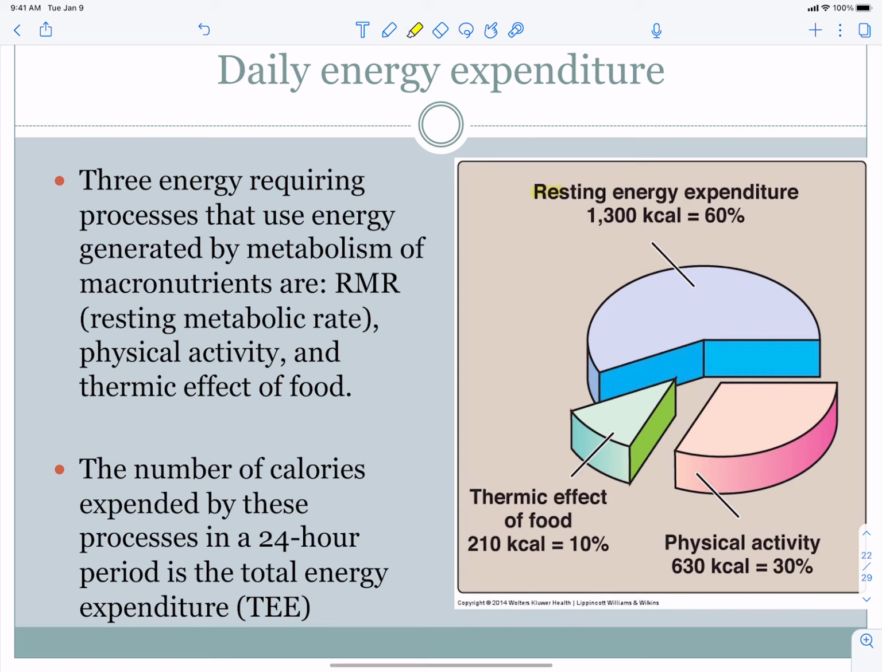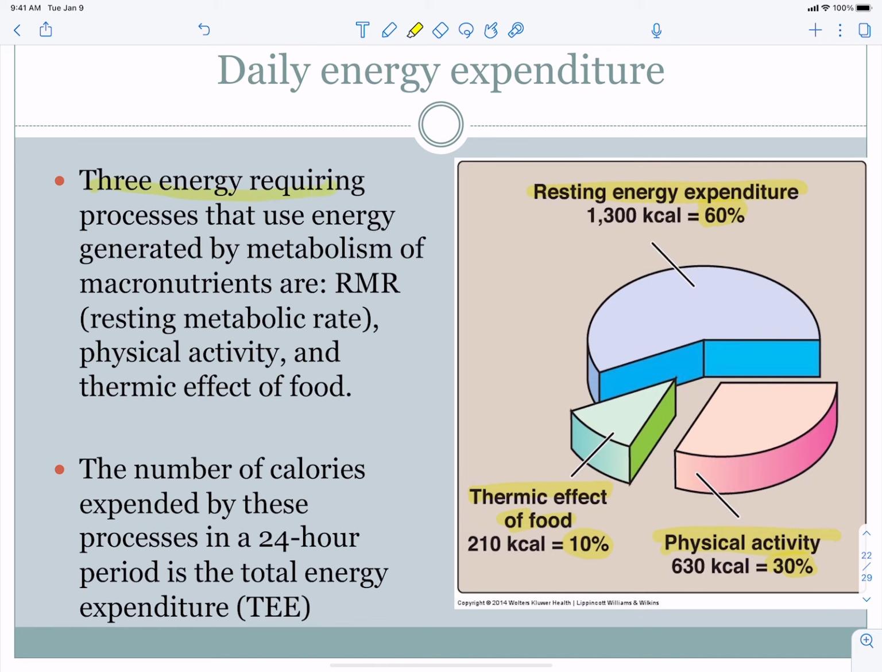So we have our resting energy expenditure. What this is, is basically your housekeeping genes, the proteins that are required to make your cells function. And so this is going to be about 60%. And then you're going to have a thermic effect of food breakdown, and this is about 10%. And then our overall physical activity is about 30% on average.